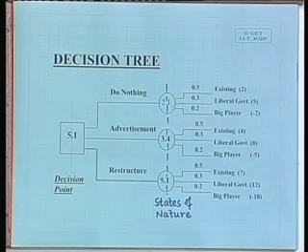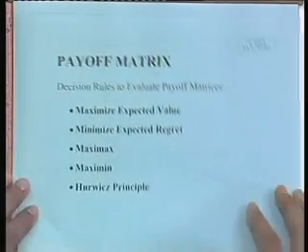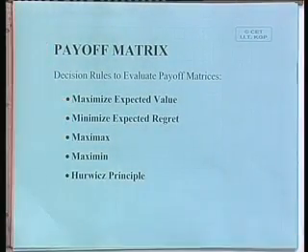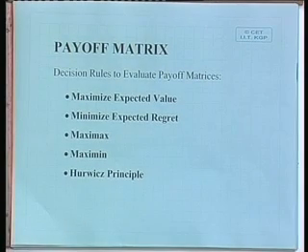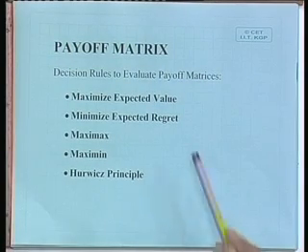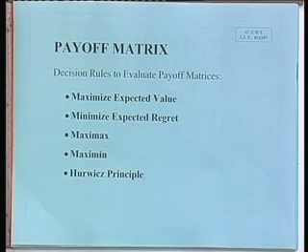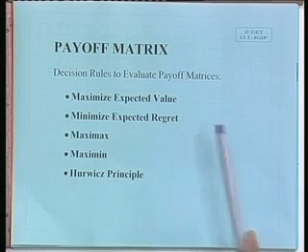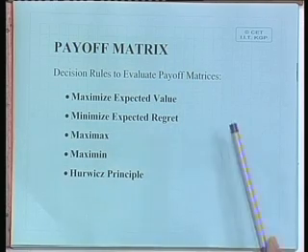Now, let us see which decision to take and what are the various decision rules that are available to a decision maker to evaluate the payoff matrices. There are essentially 5 types of decision rule. The first one is called maximize expected value, already known to all of us, basically calculation of the expected value, in each case finding out what is the best in the situation.